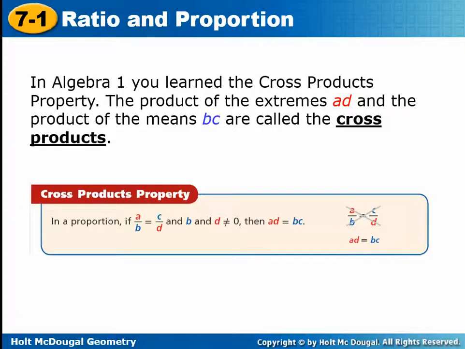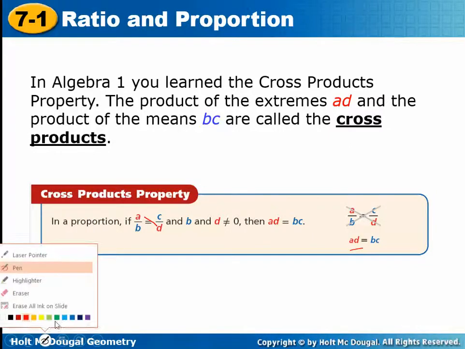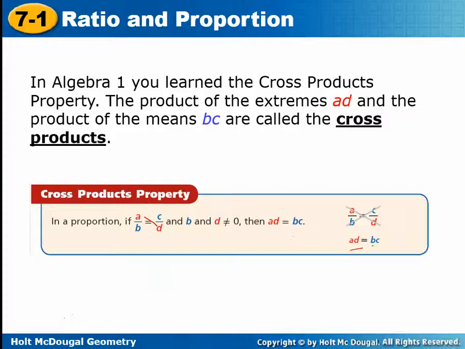Now, the cross product property says that the product of the means equals the product of the extremes. So the two numbers across from each other are equal if you multiply them. So remember, extremes is these two. It's the product of the extremes, AD, is equal to the product of the means, which is BC in this picture. Okay, that's the cross product property.